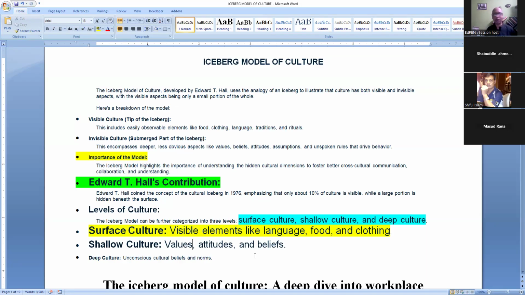Or suppose you have promised that you would never tell lies to anybody and you maintain it. This is an example of your values. So, values means your morality, your ethical standard. This is not visible, so it is called shallow culture. Your belief also. You believe that you are a Muslim.